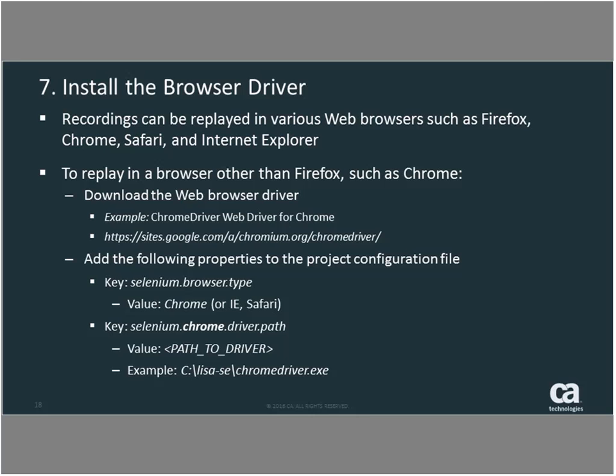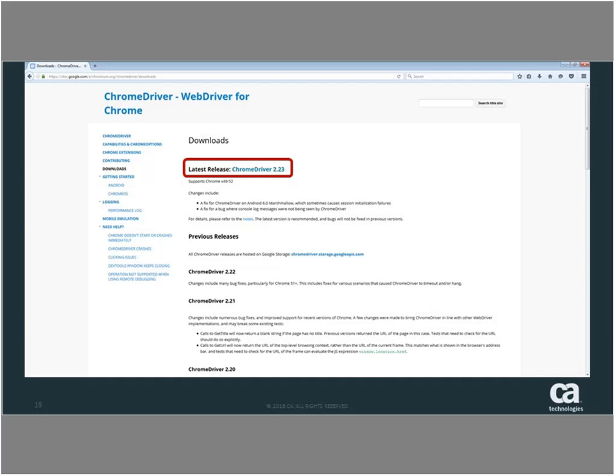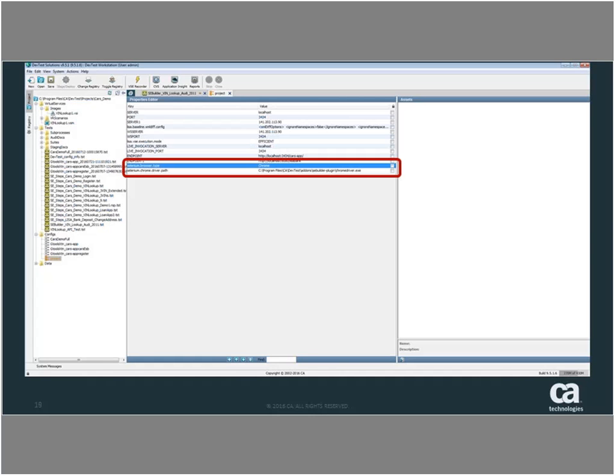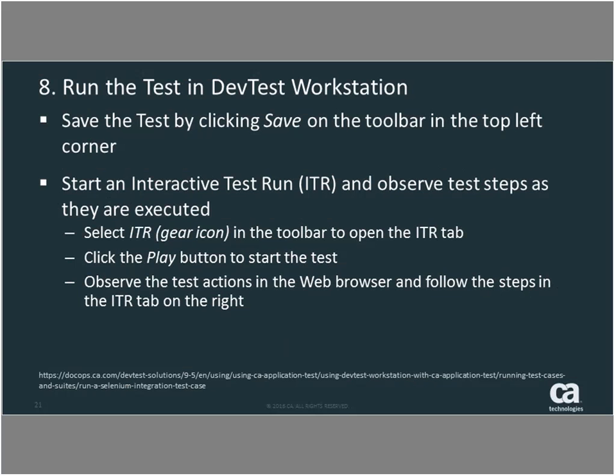Drivers are easy to find. You can Google them. Here we're showing you the Chrome driver. Google has a chromium.org website. You just click on Chrome driver, download it. Really pretty straightforward. And here we're editing the project config file, adding those two properties. We'll see that later as well.